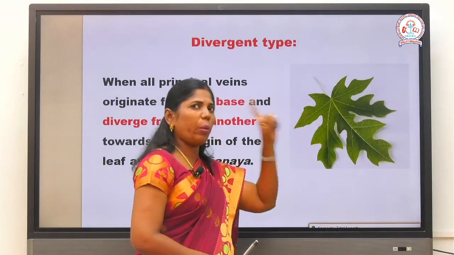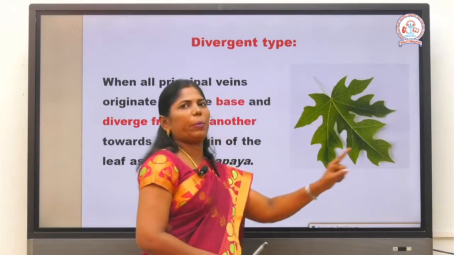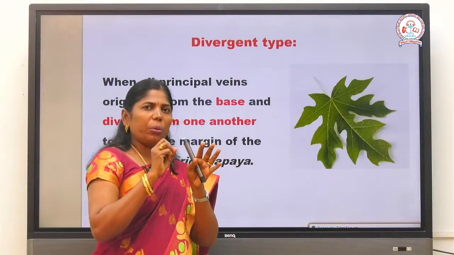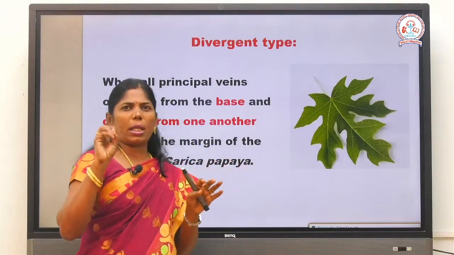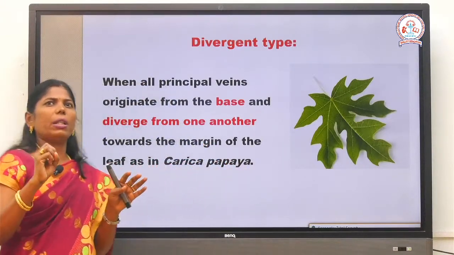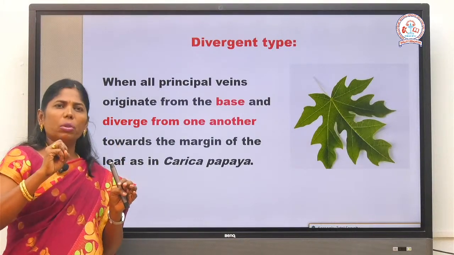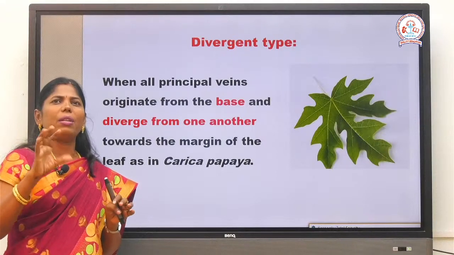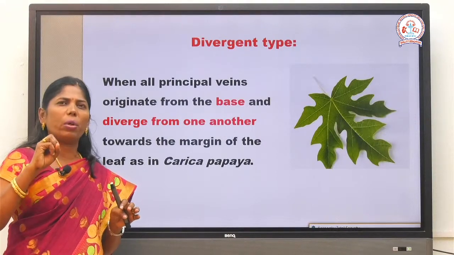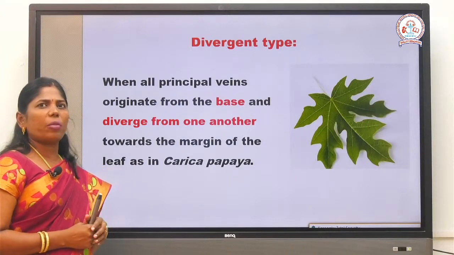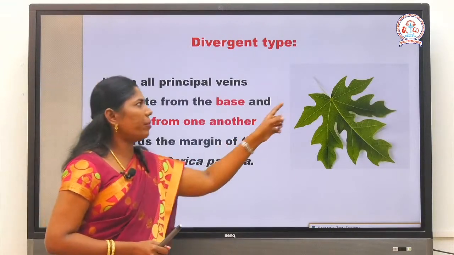Okay, in the leaf we see many midribs. Each and every midrib makes a palm-like structure. At the base they are united. When they originate, they look like they diverge from one another, meaning they separate from one another, forming a sunrise-like pattern. So they diverge from one another towards the margin of the leaf.